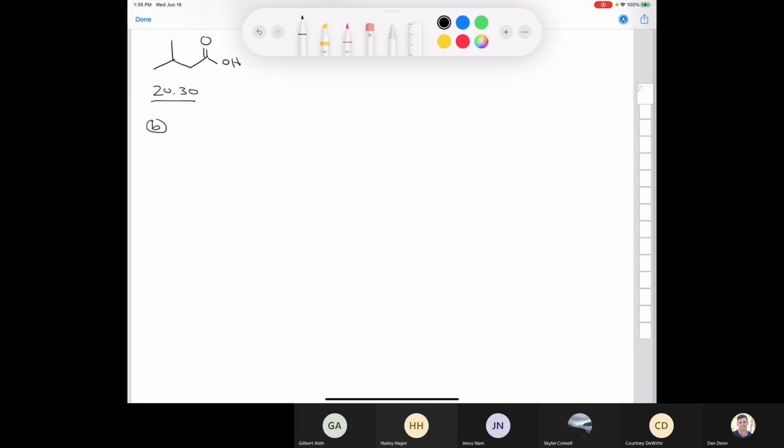20.30B. We're starting with cyclohexane carboxylic acid. There we go. So there's our carboxyl group, and we want to convert that into a primary amine. Oops, I don't know why I'm putting a carbonyl there. There we go. We want to convert it into a primary amine like that. Well, how am I going to do this?